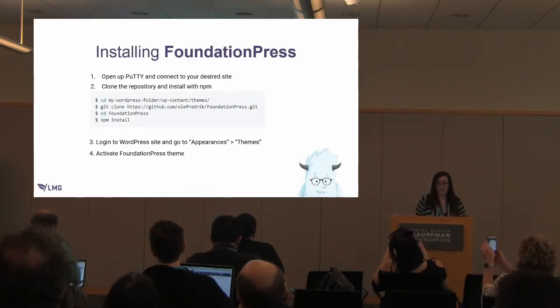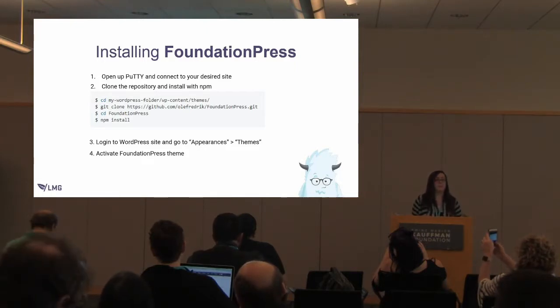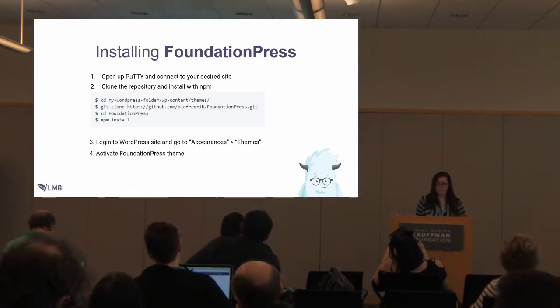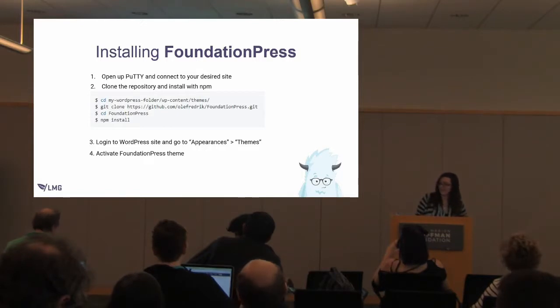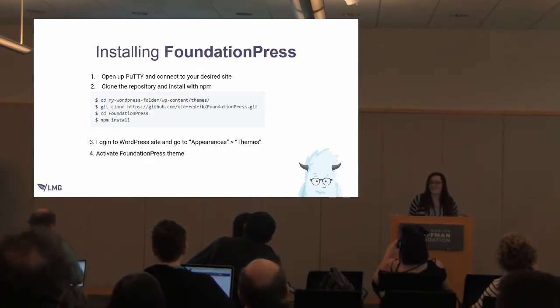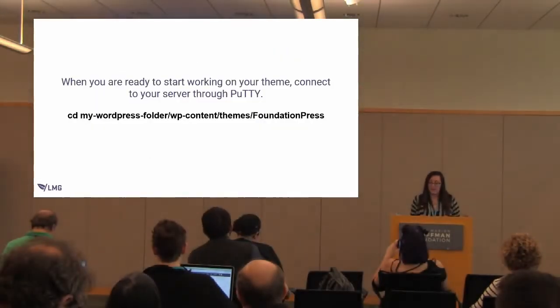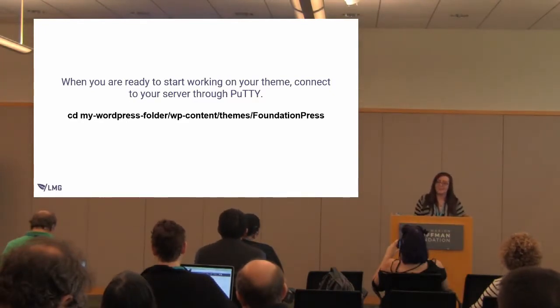Hit enter, then you do a change directory to go to the FoundationPress directory, and then you will install that entire directory. That'll take a couple minutes, but once it's done, then you can log into your WordPress site, then click on Appearance, and there'll be a new theme with this cute little Yeti guy. He's great. He's adorable. All you have to do is then just activate the theme, and you're ready to go. Super easy. The most difficult thing is that people sometimes don't like working with SSH and the command line, but it's very easy.